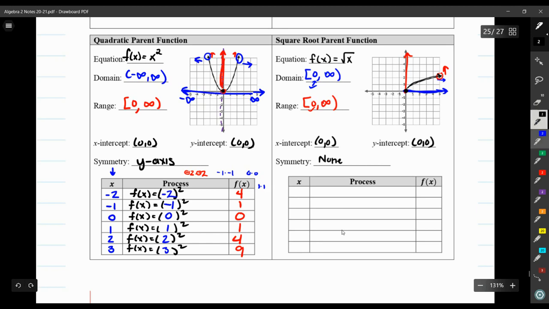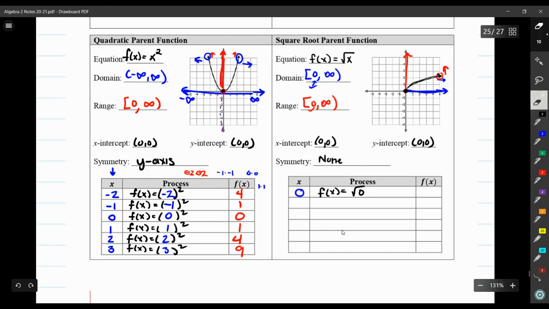So let's look at the table of values. On all of the previous functions, I've used negative numbers to start the table. But according to my domain, I'm not allowed to have negative numbers. So I need to start, my lowest I'm allowed to start at is 0. So I need to put a 0 here. And then I can go up from there. Well, let's just do 0, and then we'll continue with the rest. So the process is f of x is equal to the square root of 0.